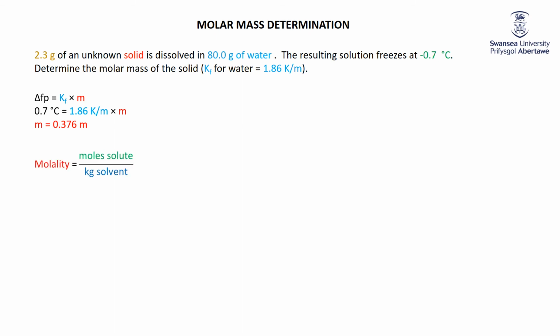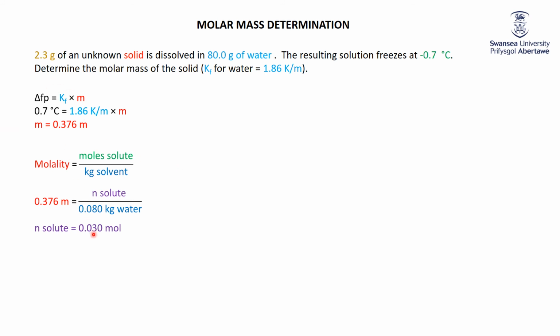0.376. Now, molality is moles of solute divided by the kilograms of solvent. We know our molality, we just calculated it from the change in freezing point. We know we had 80 grams of water, or 0.08 kilograms of water. Thus, we can determine the number of moles of our solute to be 0.030 moles.